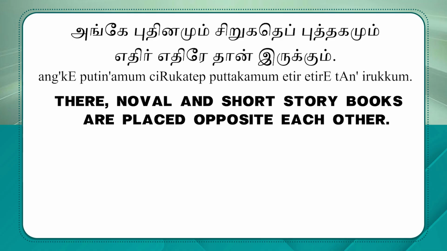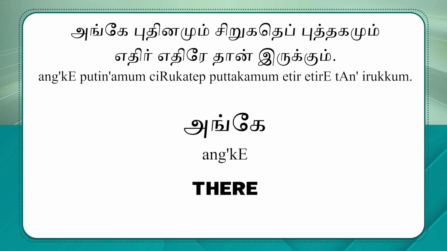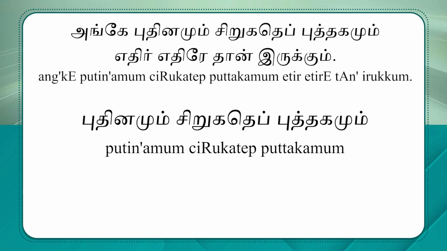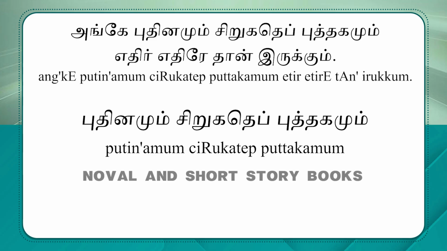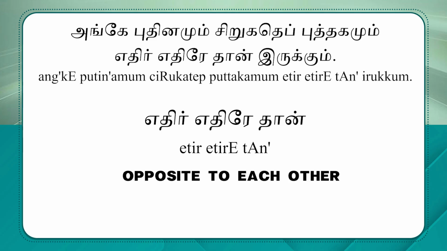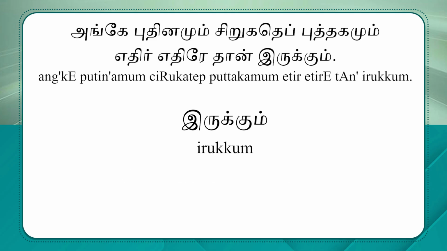In this sentence, அங்கே means there, and I hope you already know the structure conjunction which means and. So here புதினமும் சிறுகதை புத்தகமும் which means novel and short story books. எதிரெதிரே தான், it means opposite to each other, and இருக்கும் means it will be in English.